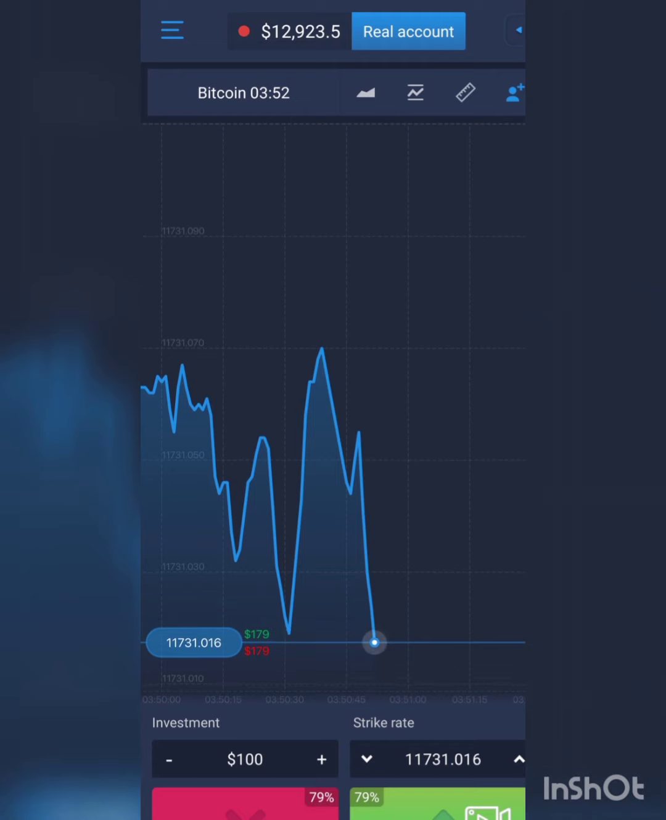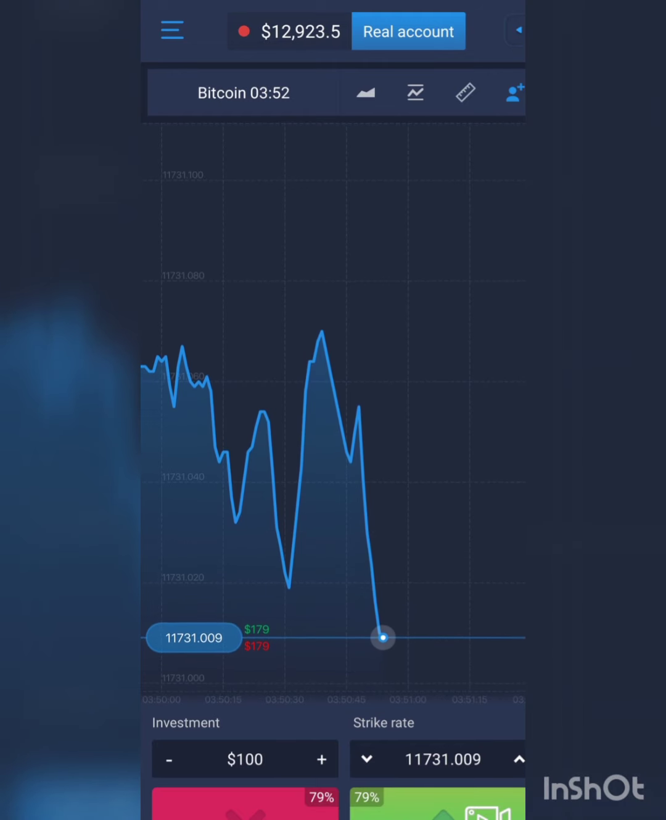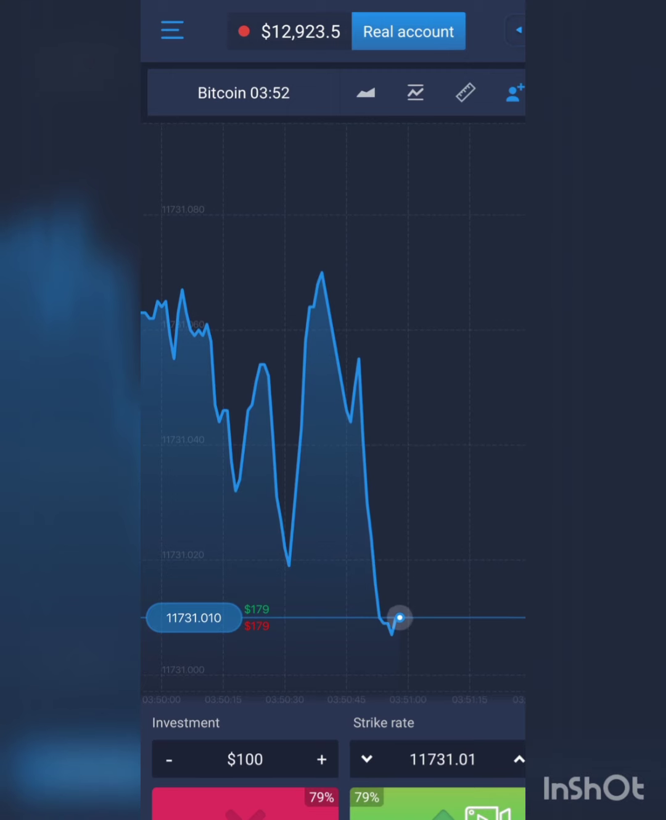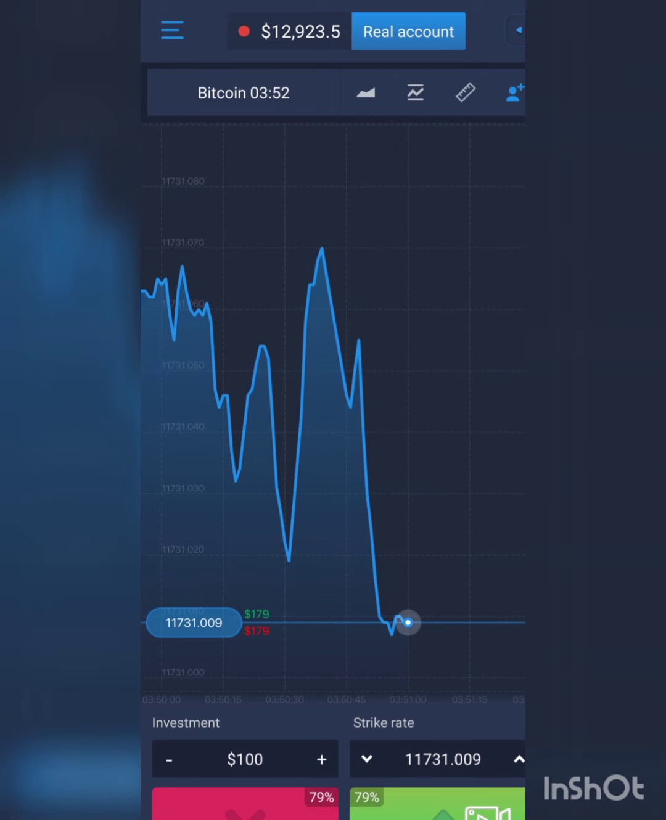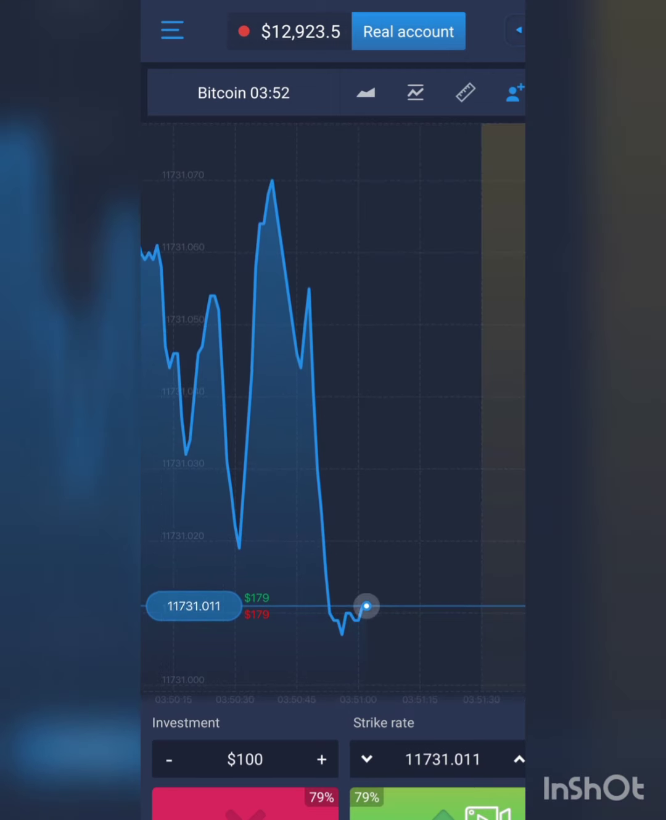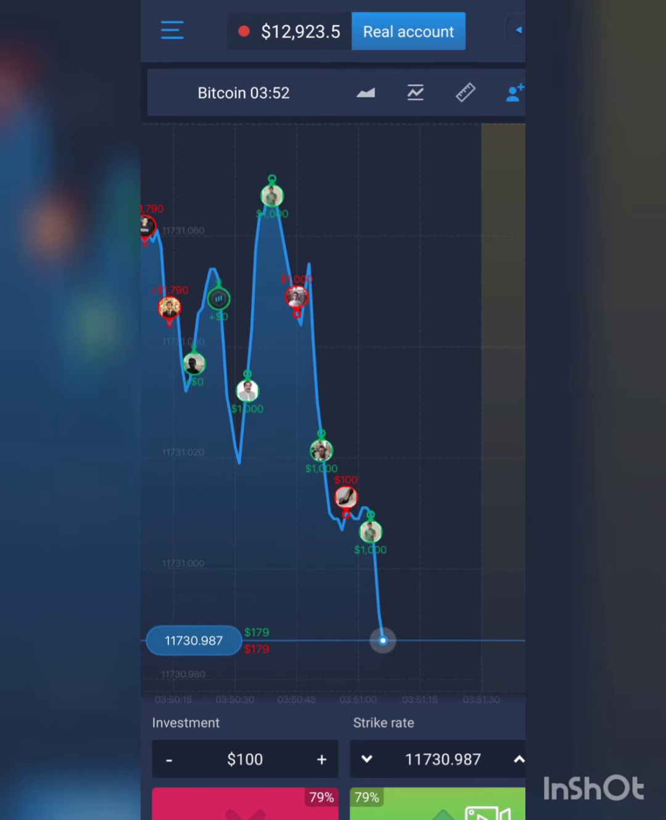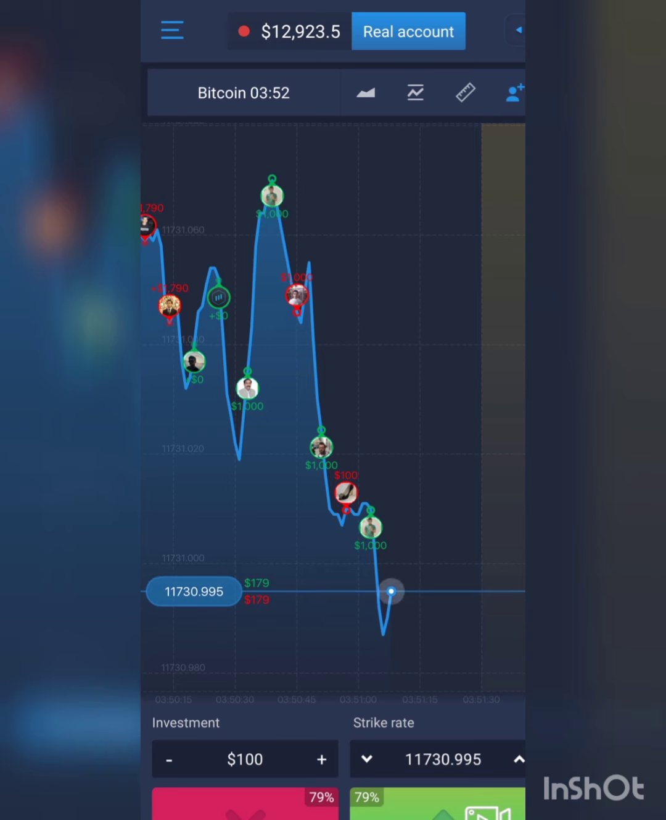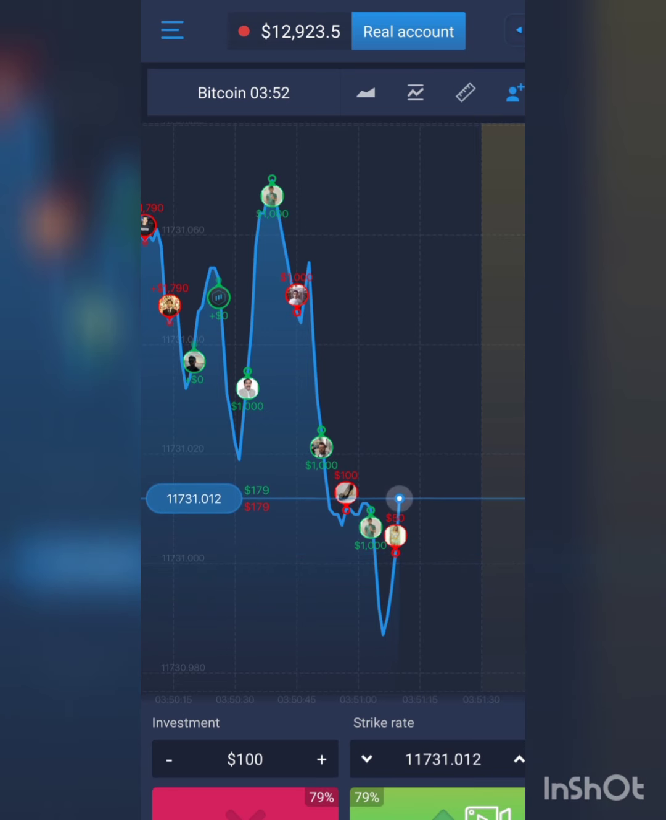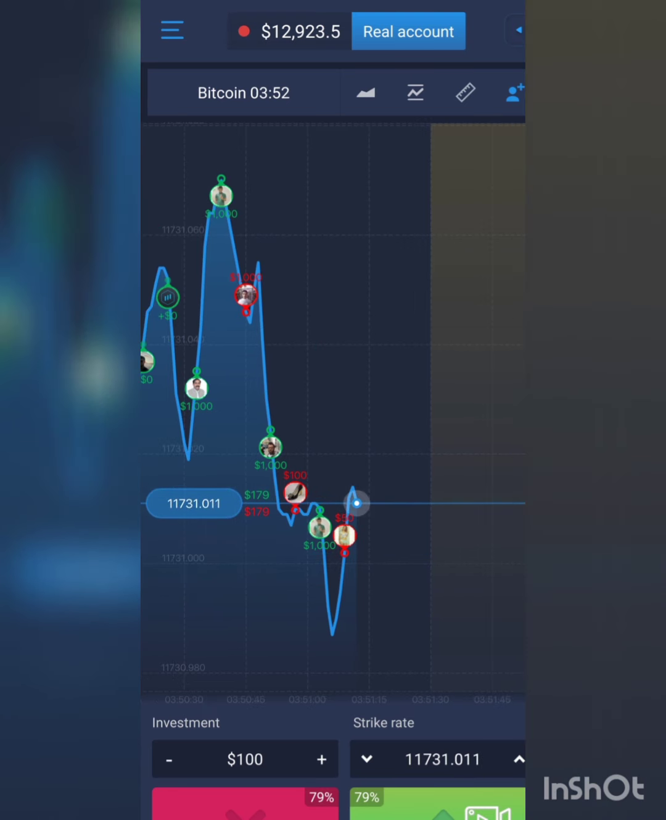So we can see a different kind of graph than the previous one, showing Bitcoin. Without using an indicator, let me go for an option. Okay, at least I can use the social trading. Yeah, so now we can see what the other traders have opted for at this particular period of time.